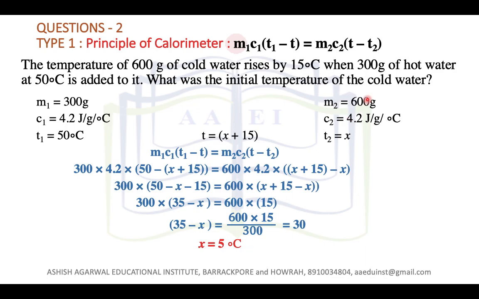That means the cold water initially was at 5 degrees Celsius, and if they would have asked what is the final temperature reached, it would have been 5 plus 15, 20 degrees Celsius. But the question only was what was the initial temperature, so initial temperature was 5 degrees Celsius. So this is yet another question, and very good one, because we did not change the method in which we are trying to solve, only they have changed the question. So our method was intact, and with that method only we have got the answer.